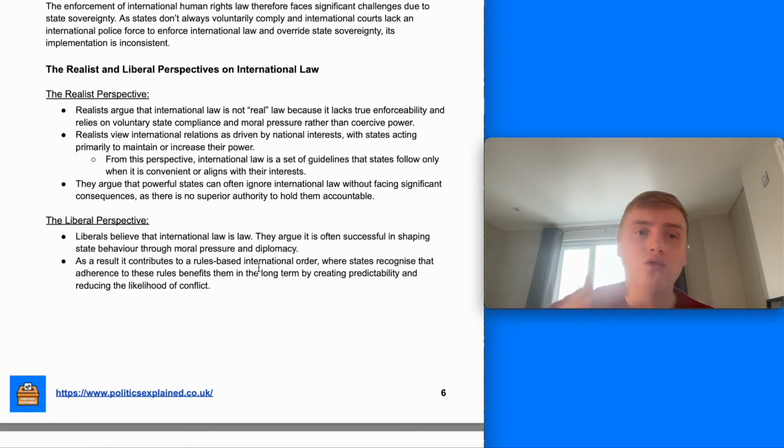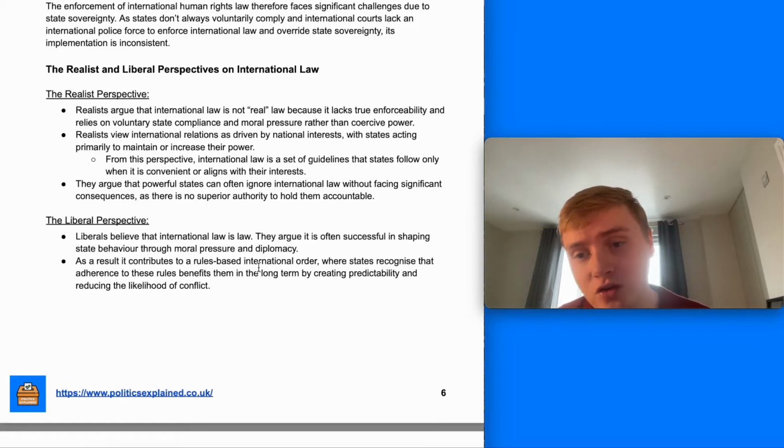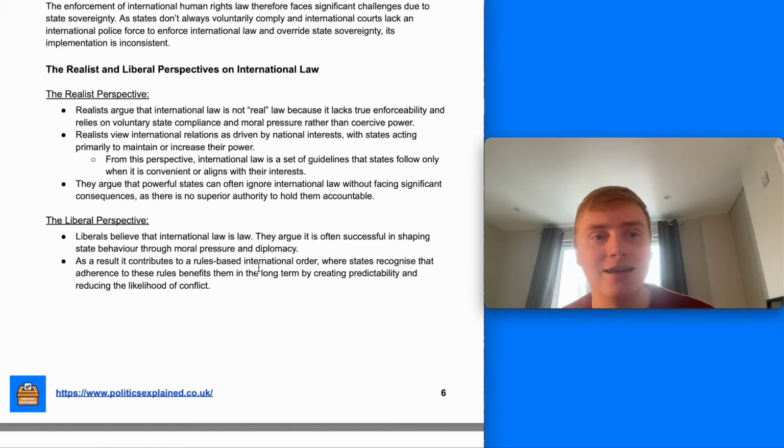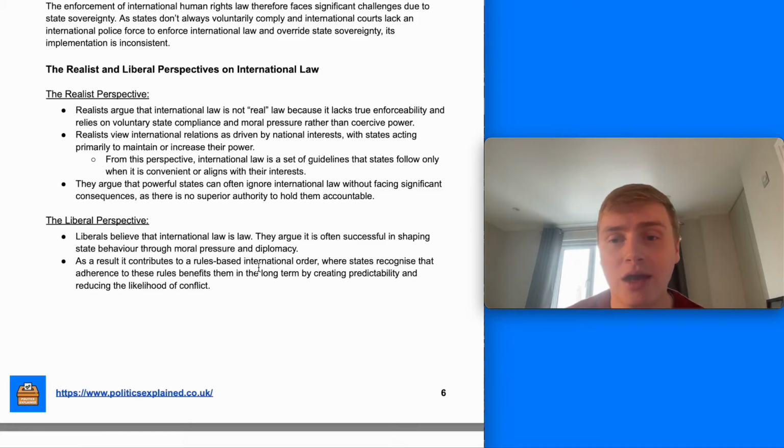It was really useful to bring in here the realist and liberal perspectives on international law, which I think you do want to. Obviously, the main focus where you're looking at realism and liberalism is going to be in the second of those 12 markers in your exam. But bringing in realist and liberal perspectives is something you're going to want to do in some essays if you're really pushing for that A star.